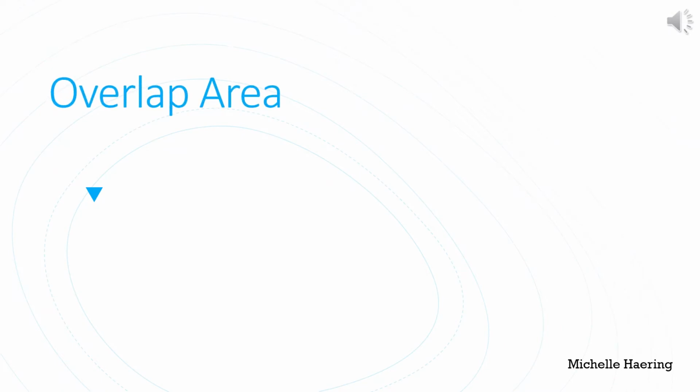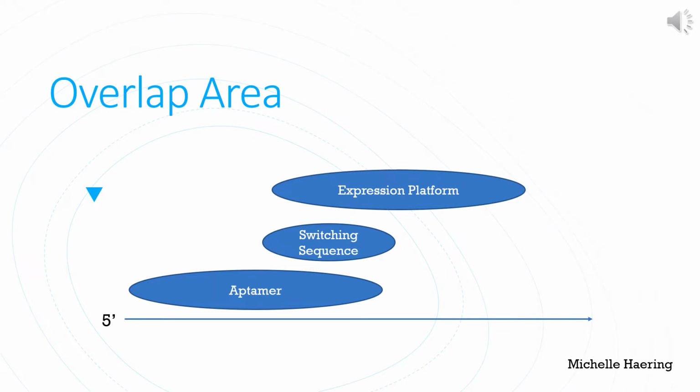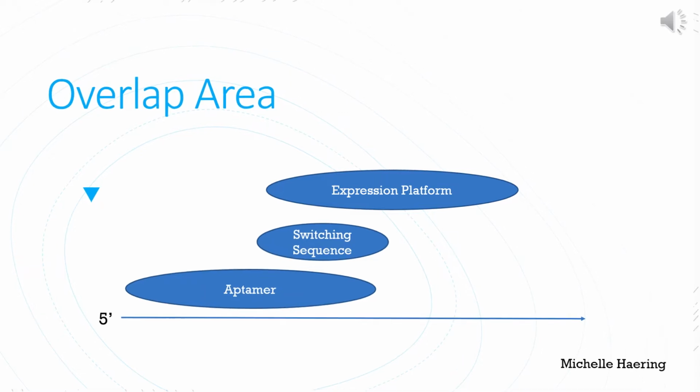Although it may seem like the aptamer and expression platform are two separate structures because of their different functions, they are connected. They overlap each other in a space that is called the switching sequence. Here, the information can be passed from the aptamer to the expression platform domain. The conformation of the expression platform will be decided.